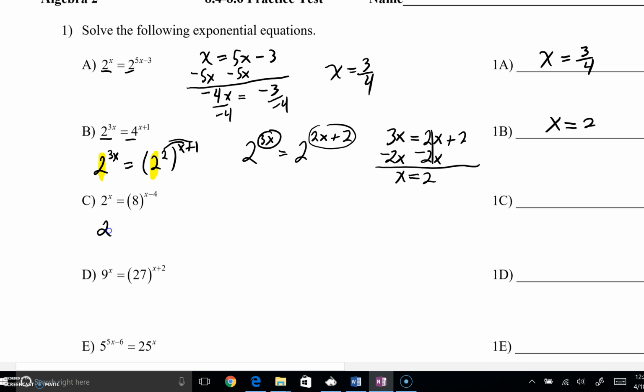For letter C, you've got 2 here, but let's look at 8 and see that is 2 to the 3rd. 8 is really 2 to the 3rd power. And then once again, we'll have powers to powers. 3 gets multiplied up here. We'll have 3x, and 3 times negative 4, you get negative 12. So I will have x is equal to 3x minus 12.